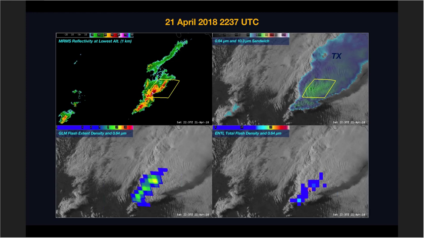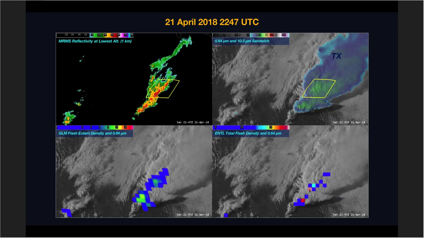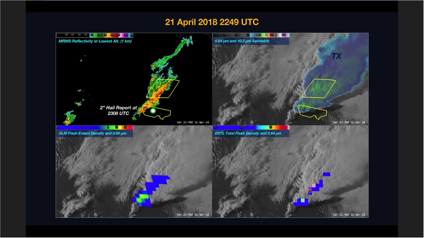At 2237, 2242, 2247, you can see how this is evolving. And then at 2249, a severe was issued. So that lightning jump preceded it by about 10-15 minutes or so. And then about 20 minutes later, there was a 2-inch hail report, again, well within the polygon. So you can kind of see how that part of the storm evolved.